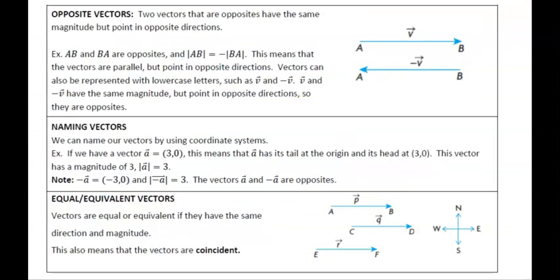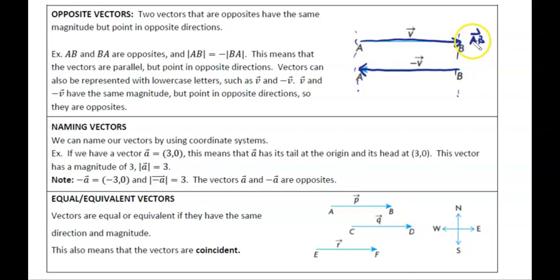Now, opposite vectors are two vectors that are opposites. Two vectors that are opposites have the same magnitude, but point in opposite directions. So for example, A to B could be a vector. We could either call this vector AB, like this, or we can just call it vector V. V and U are very, very common when we're talking about vectors. So if we're going in the opposite direction, again, same magnitude, the length here is the same, but the arrow is going in the opposite direction.